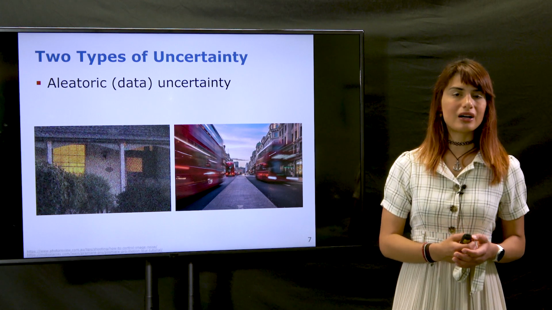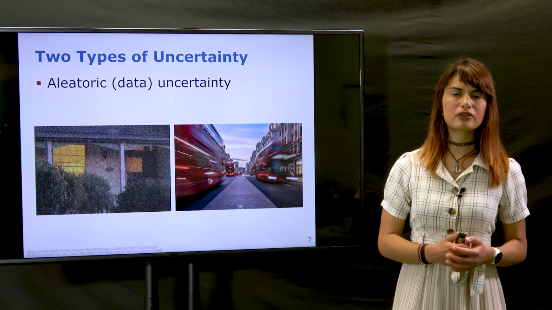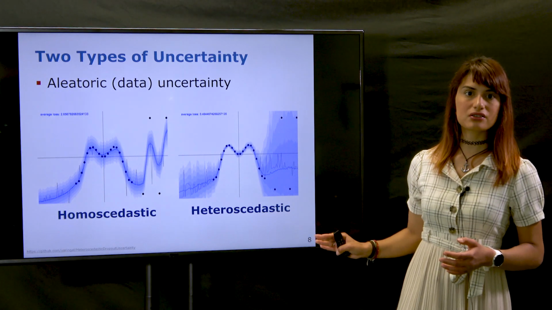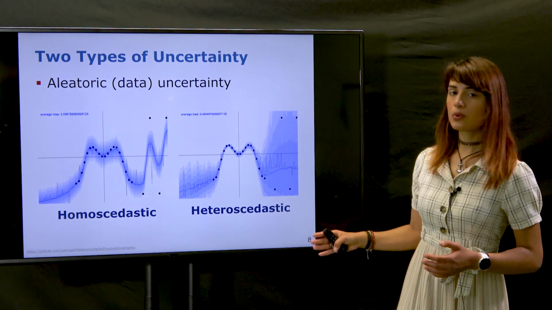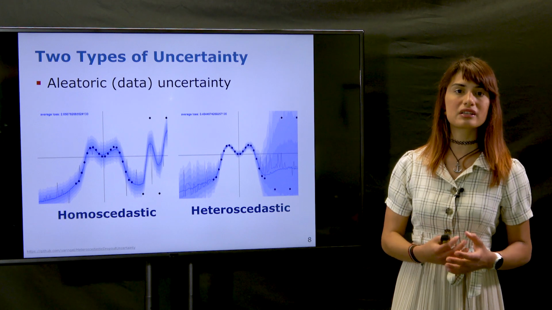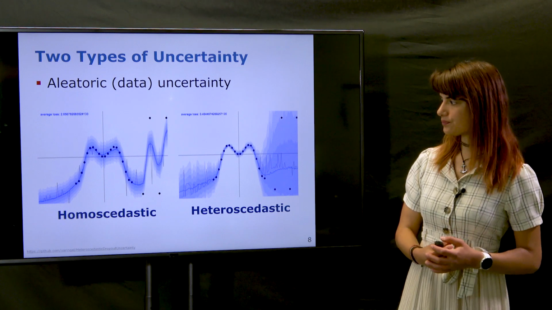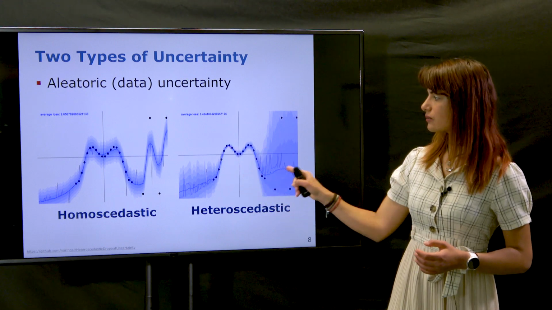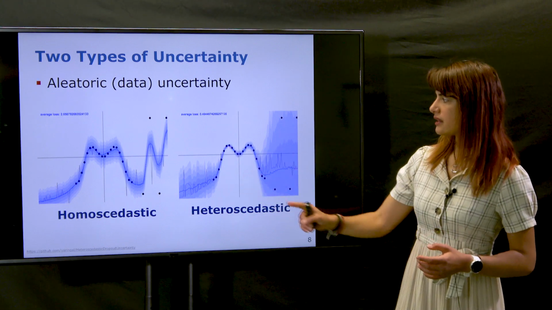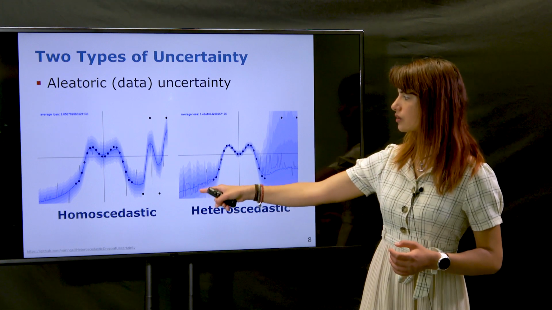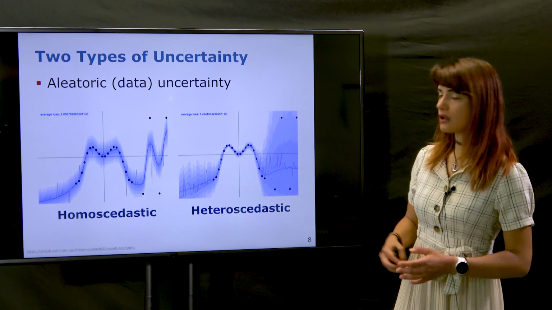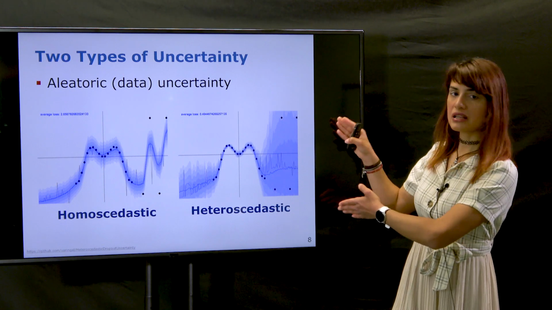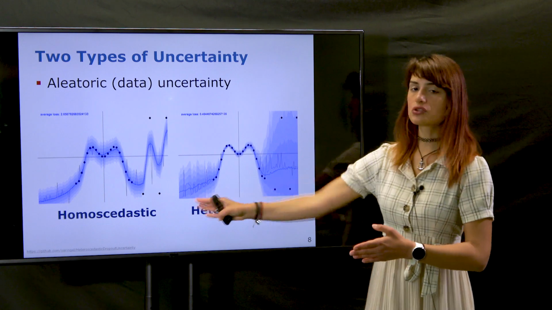Further, we can subdivide aleatoric uncertainty into two different categories: homoscedastic uncertainty and heteroscedastic uncertainty. And on this slide, we explain the differences between them using a simple regression example. So here we have some black data points that we captured using a sensor, and then we fitted a blue curve of best fit through them.